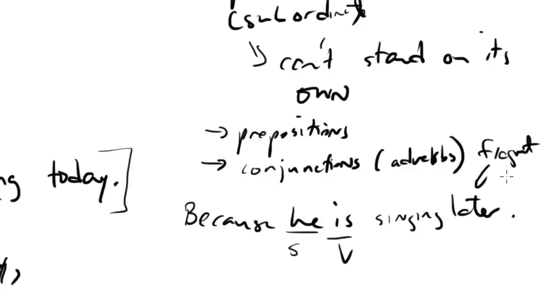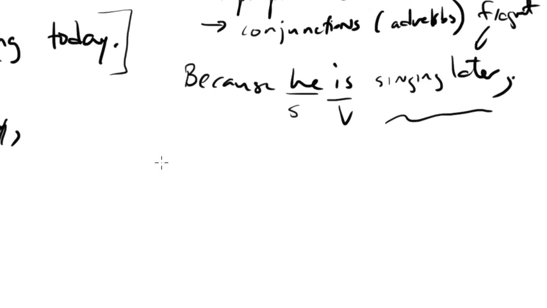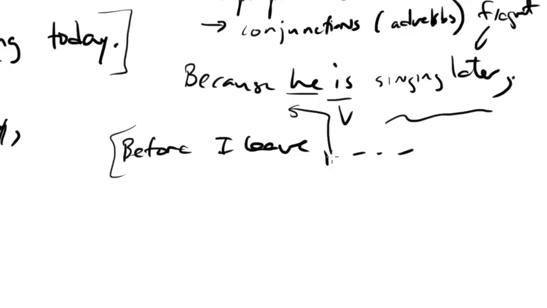We'll talk about fragments later. Because he is singing later, well, I need something else. Because he is singing later, comma, blah, blah, blah. I need something to complete the thought. What's another example? Before I leave, I need something else, right? This is not a complete sentence. Even though I have a subject and a verb, this is a clause, but I need something else to complete it. This is dependent or subordinate on an independent clause. Okay, so that is the basic breakdown of independent and dependent clauses.